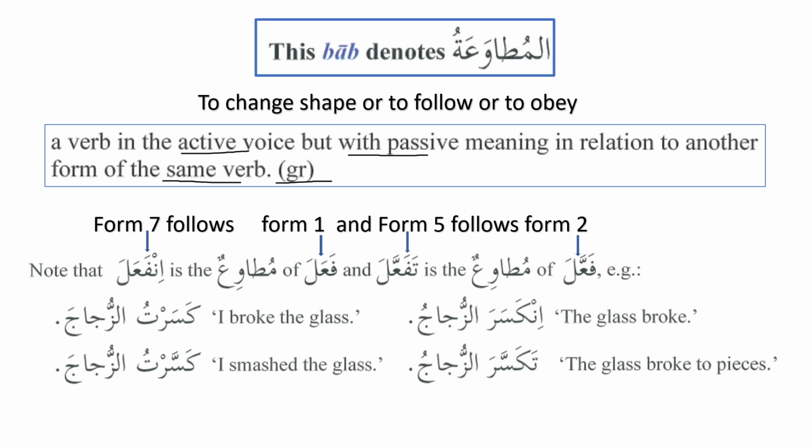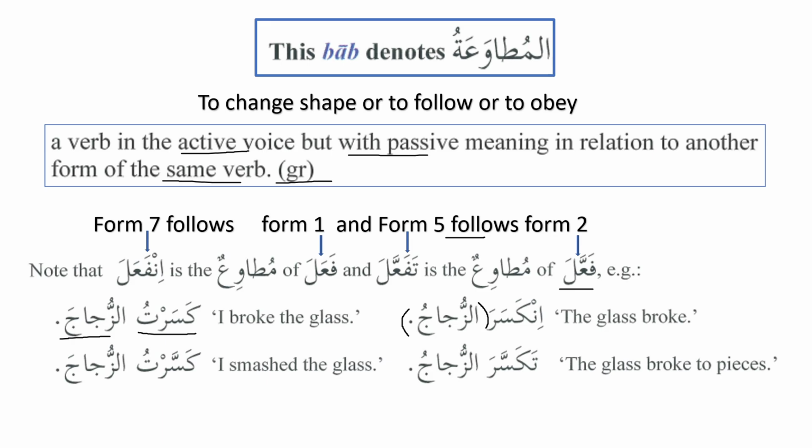Example, kasartu az-zujaja, I broke the glass. Kasartu is from number 1, fi'l plus fa'il, and az-zujaja is maf'ul bihi. But when we take it into form number 7, what happens? Kasara az-zujaju, the glass broke. So how did it break? It broke itself. And similarly, fa'ala from number 5 is mutawi'un, which follows fa'ala from number 2.